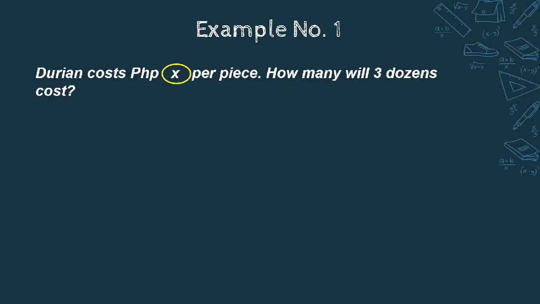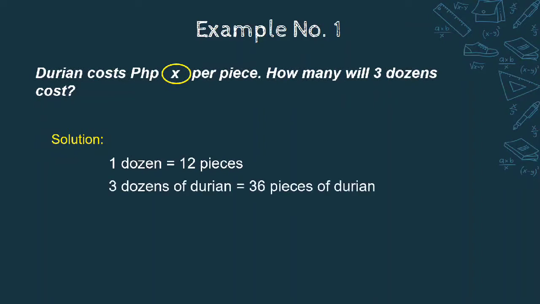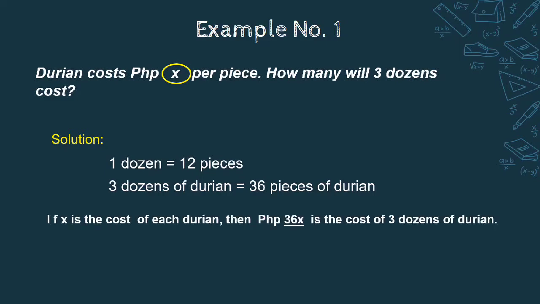For the solution, 1 dozen is equivalent to 12 pieces. Therefore, in the problem given, the 3 dozens of durian is equivalent to 36 pieces of durian. And if x is the cost of each durian, then 36x Philippine pesos is the cost of 3 dozens of durian. So the answer is 36x Philippine pesos. That means to determine the cost, you just need to multiply the 36 pieces of durian by x, which is the representation of the peso.